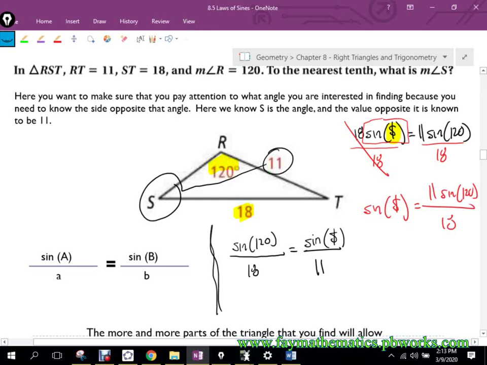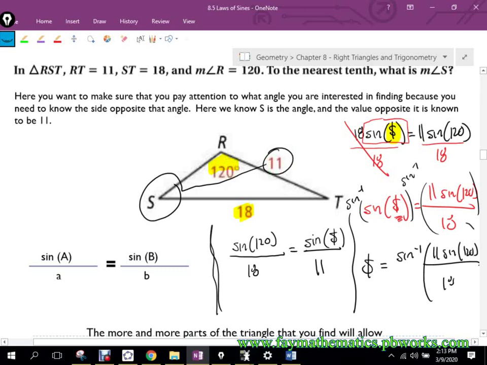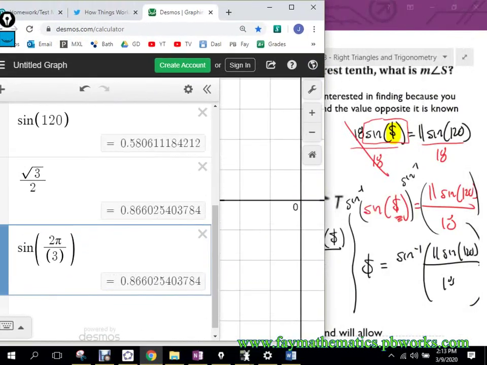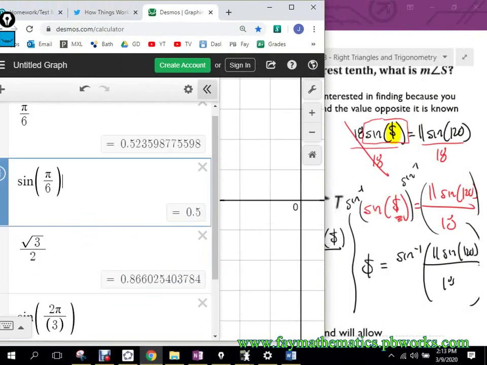Now do you remember how, when we were working with SOHCAHTOA, we get that angle out? We have to use the sine inverse. So I'm going to say sine inverse of both sides. On the left-hand side, sine inverse here and sine inverse here, I'm going to get S. And then this side will be sine inverse of 11 sine of 120 divided by 18. These things can be kind of a pain in the butt to type in, and they're really ugly if you use your little red calculators or blue ones, or your TI-83 or 84.